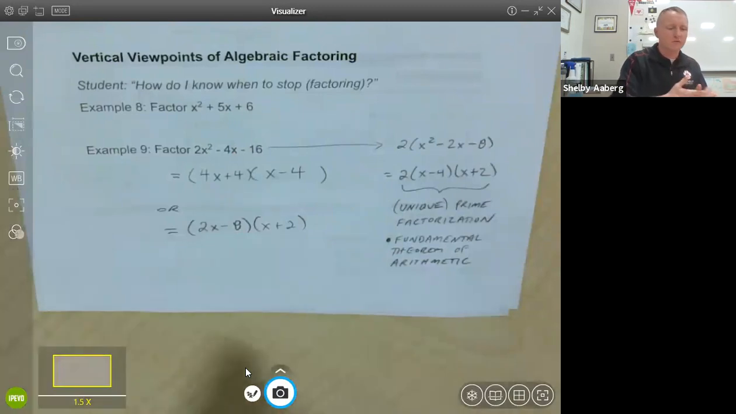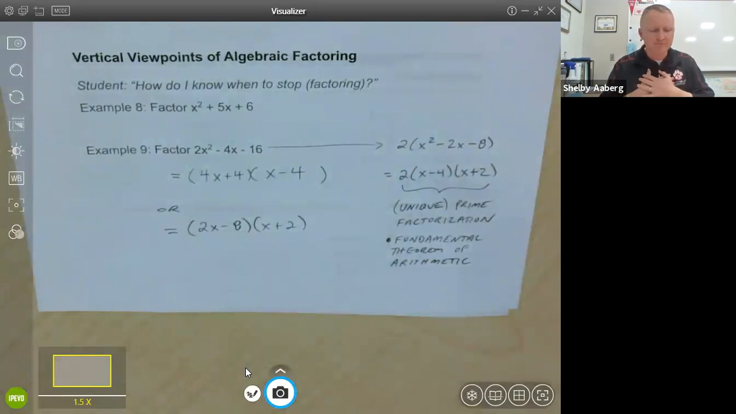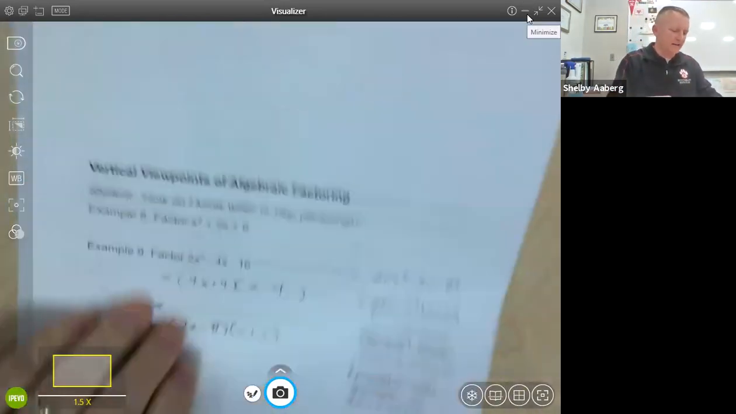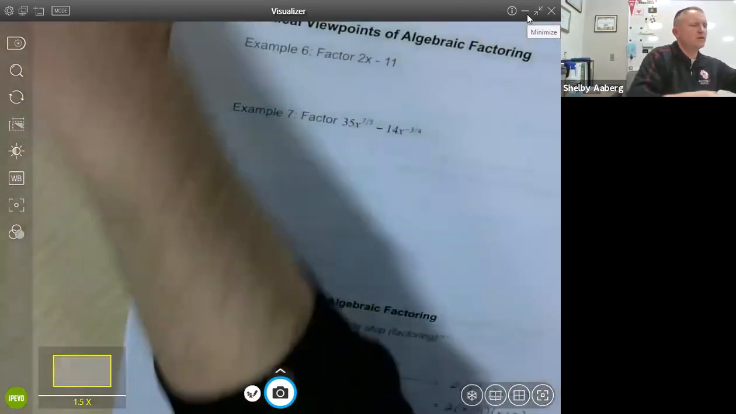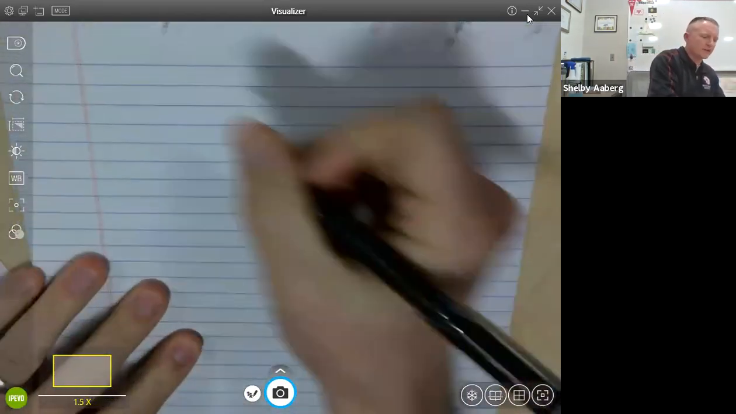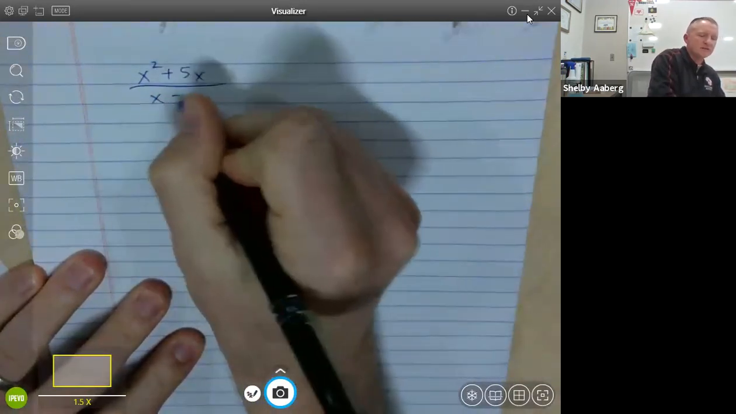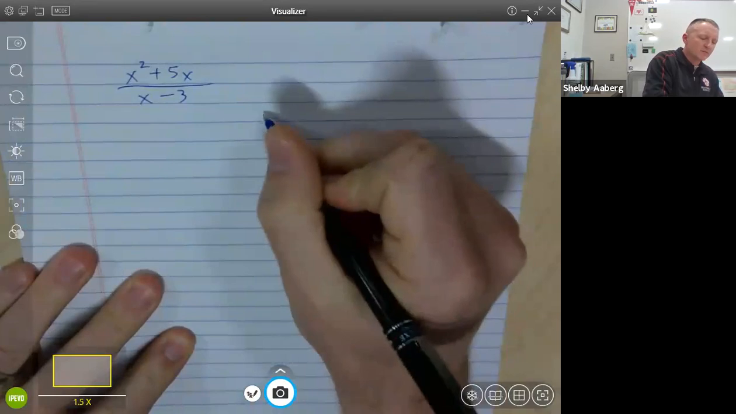So when we talk about factoring, we want to make sure that we're coaching our kids using the language of number theory. How do I know when to stop factoring? I know to stop factoring when the results are prime factors. How do I know when I stop dividing in algebra 2? I've had a kid ask me this question before. Let's generate one off the cuff: x squared plus 5x divided by x minus 3. The kid ends up with a result here.